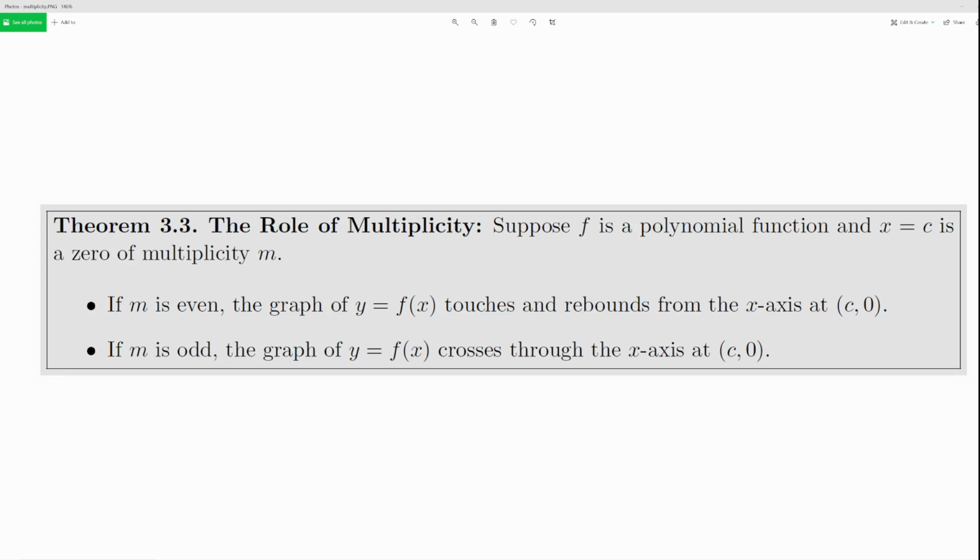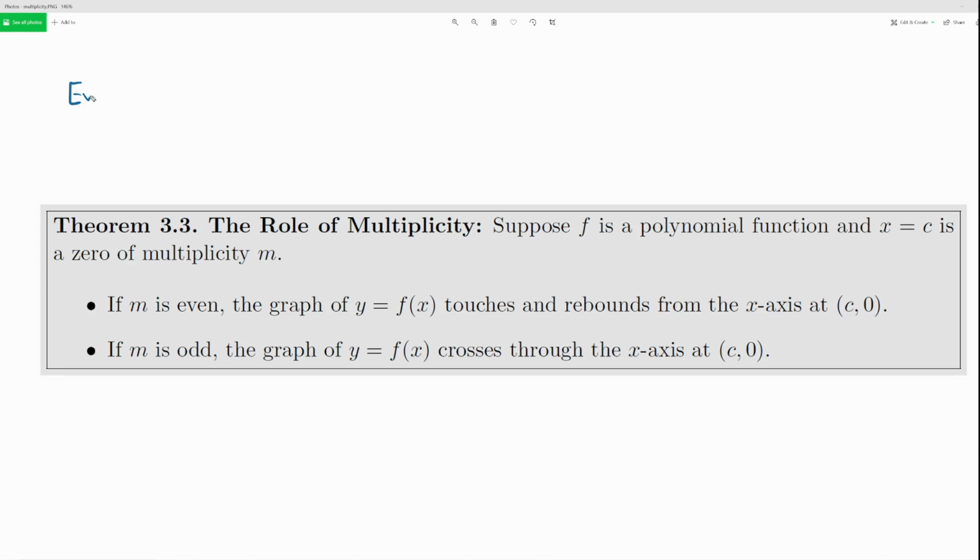So our first theorem is about multiplicity. In the first bullet point we have, if the multiplicity of a factor or a zero is even, then the graph touches and rebounds from the x-axis at the x-intercept. So let me give you an example of what that means.